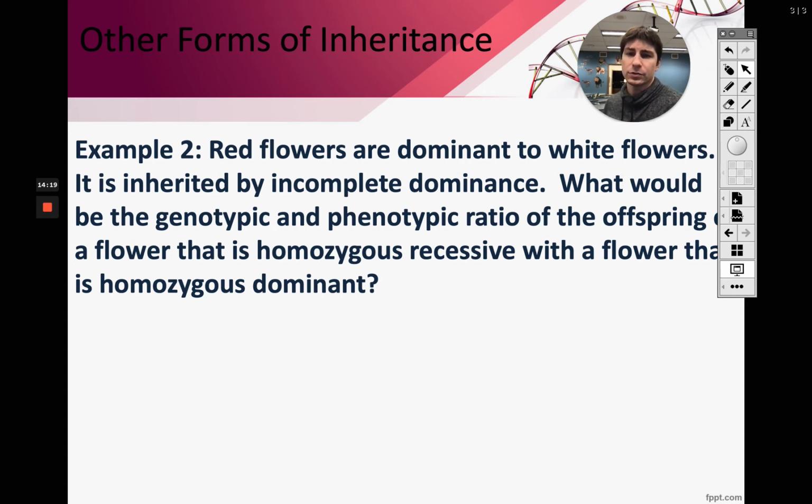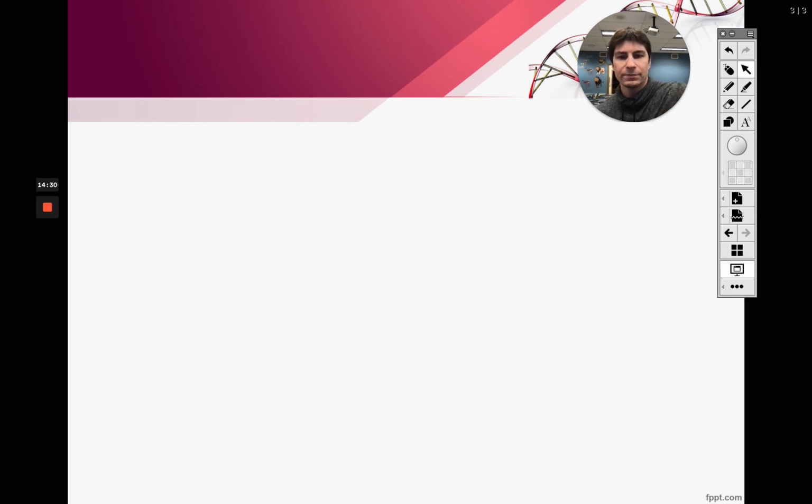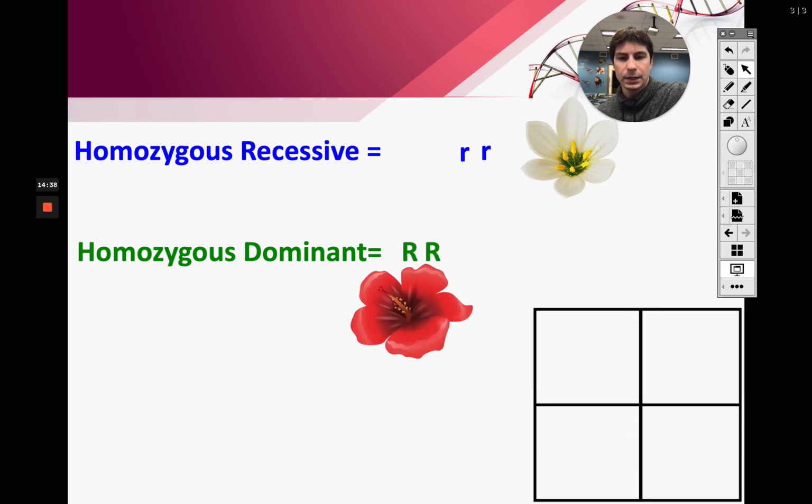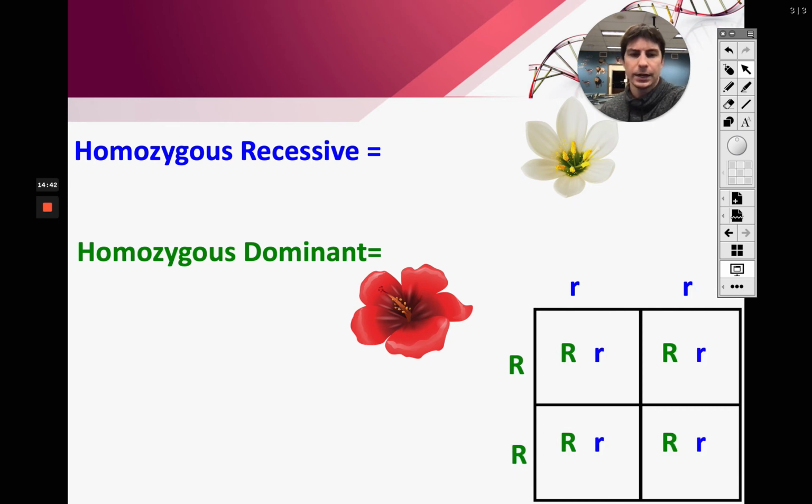Here's another example. So we got red, dominant to white once again, incomplete dominance once again. What would be the genotypic and phenotypic ratio of a homozygous recessive with a homozygous dominant flower? So homozygous recessive, white, homozygous dominant, big R, red, do your cross. And if you look here, we got all heterozygous individuals.